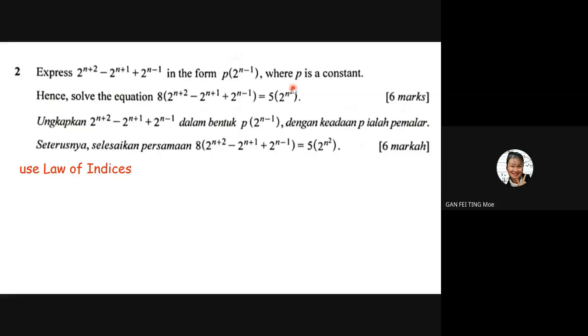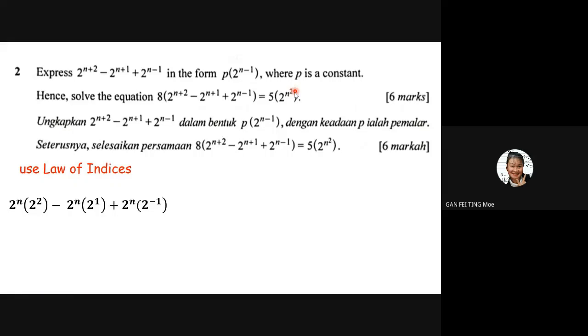Okay, so in order to solve this, you need to use the law of indices. Okay, let's continue to this.